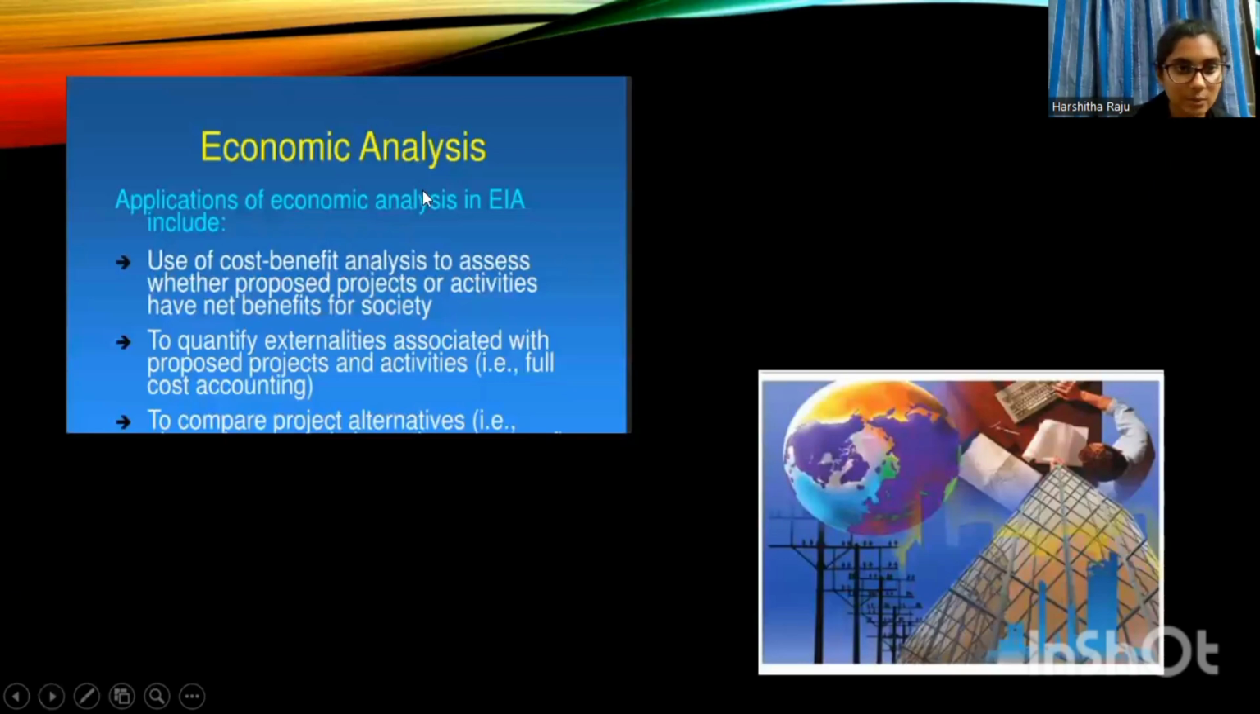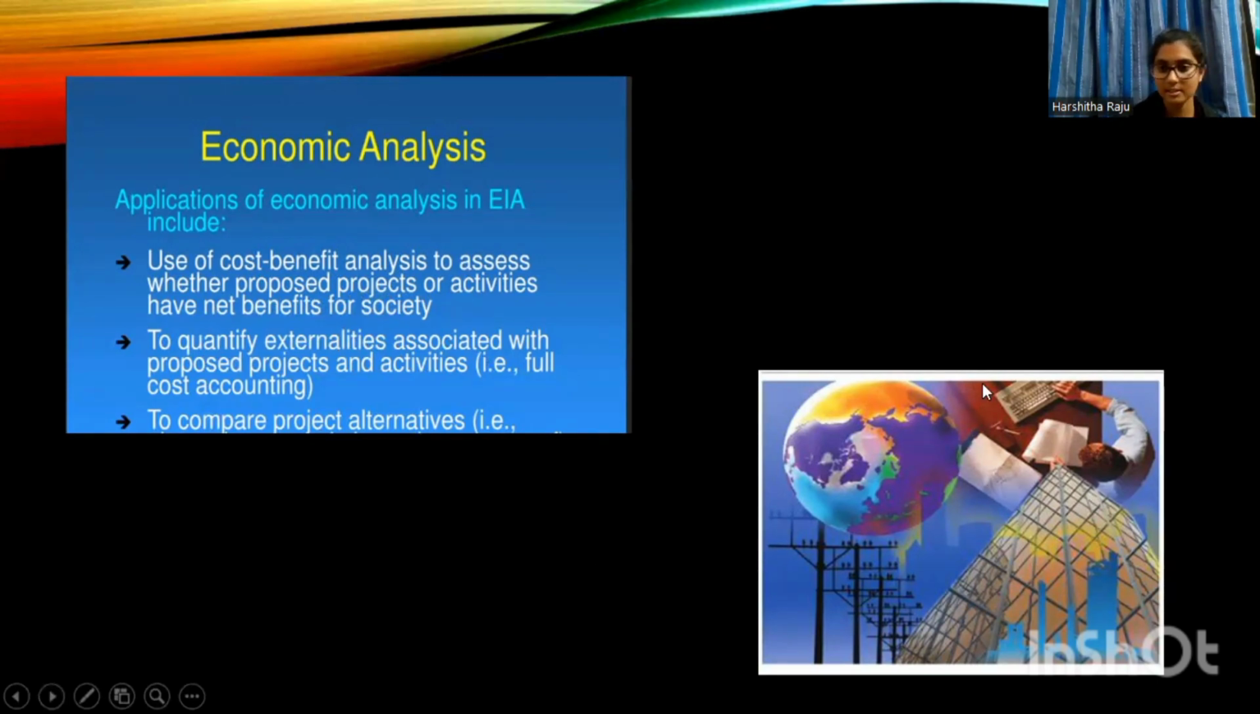Next, we'll see what applications are being used in economic analysis. The applications of economic analysis include the use of cost benefit analysis to assess whether proposed projects or activities have net benefits for society, to quantify externalities associated with proposed projects and activities, and to compare project alternatives. So these are the basic information that we need to analyze in the form of economics.